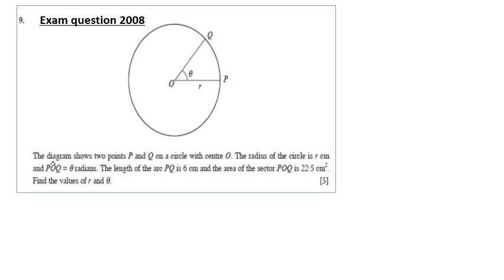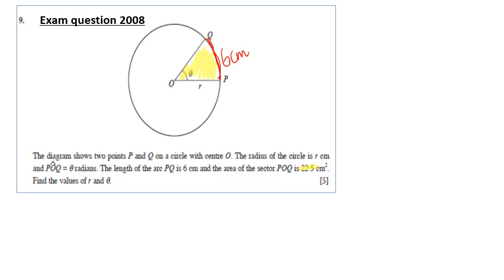They tell us that the length of the arc from P to Q is 6 centimetres, that arc length around there, 6 centimetres, and then the area of the sector, which I'll just colour in now in yellow, the area of that sector is 22.5. And they're asking us to find the values of r and theta.